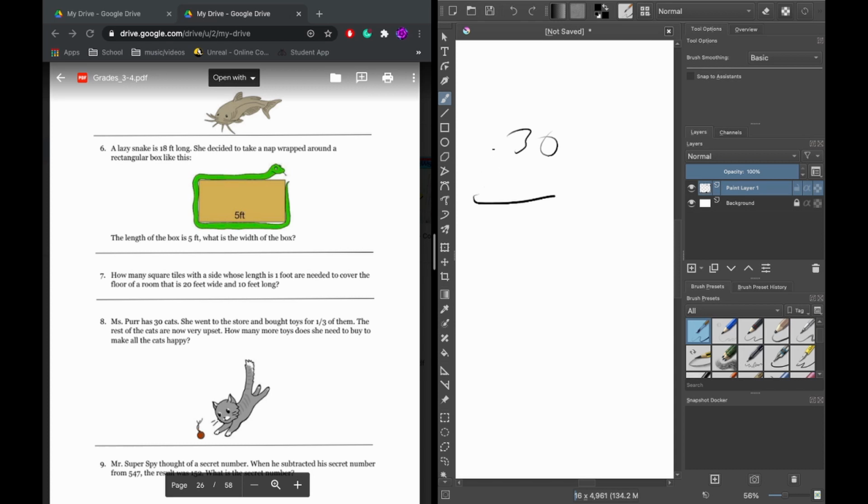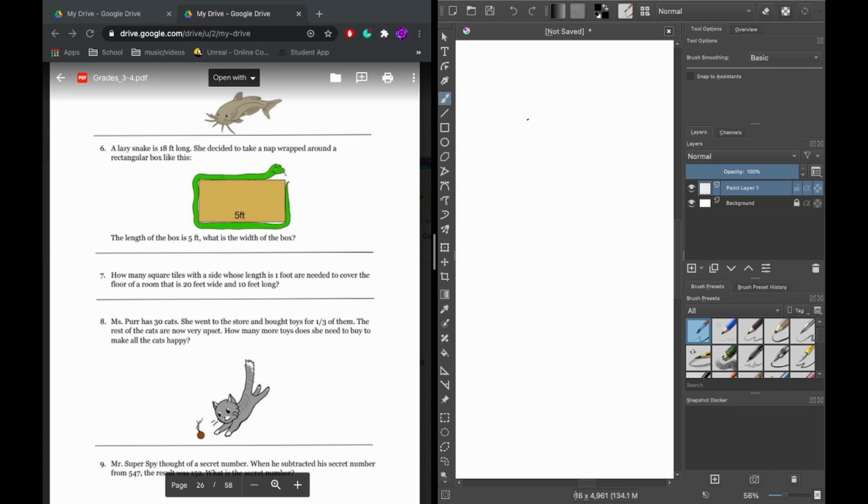So right now we're going to find out how many toys she bought. So that's 30 divided by 3, and 30 divided by 3 is 10. So 10 would not be our answer. 10 is just how many toys she bought, how many cats got a toy. So 10 cats got 1 toy.